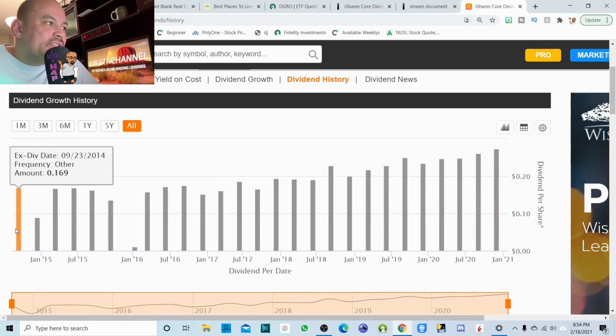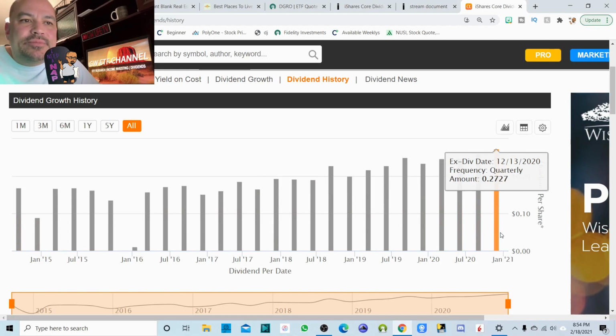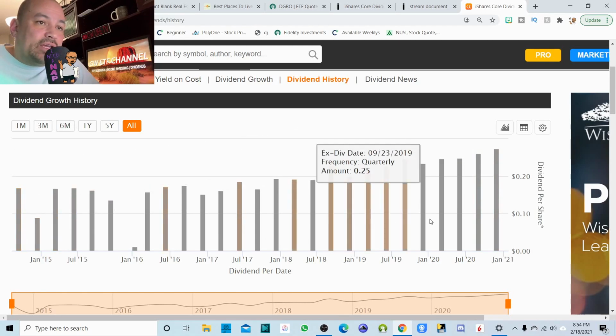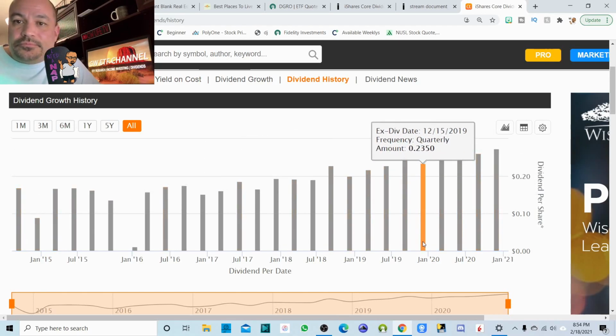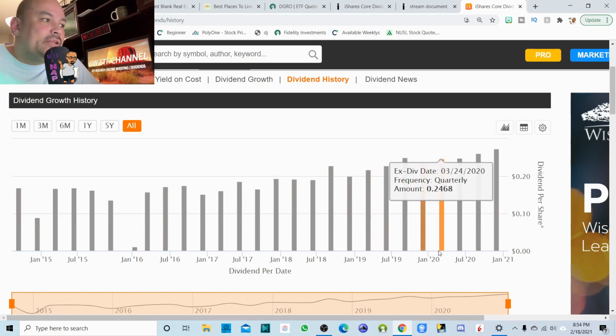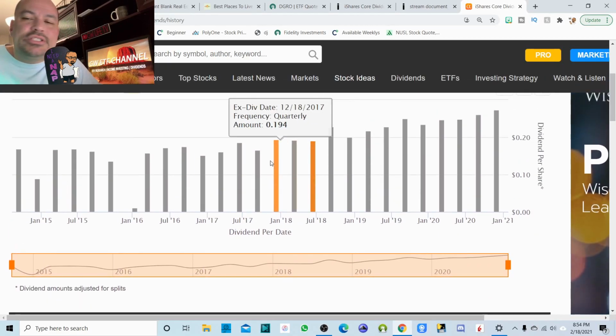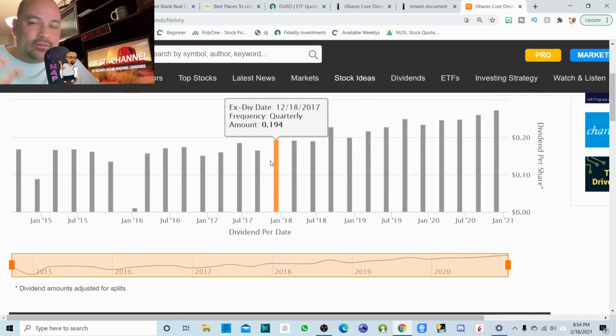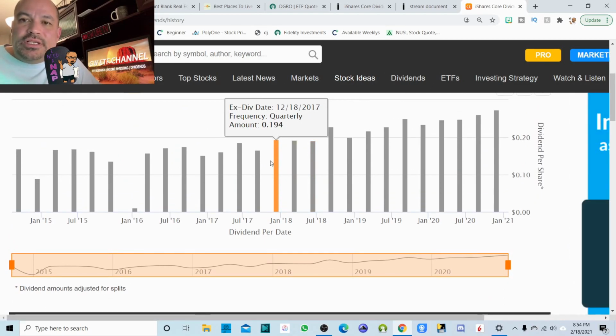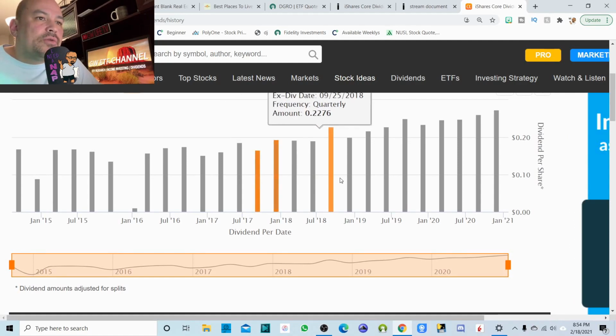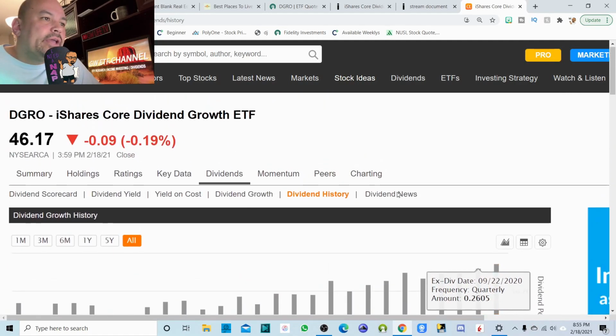It started out with 16.9 cents, and our last payment was in December for 27.27 cents. So, in 5 years, that's a pretty good rate of raises, in my opinion. And I think that will continue to happen just because of the screening. It's going to look for those companies that are raising and are healthy.